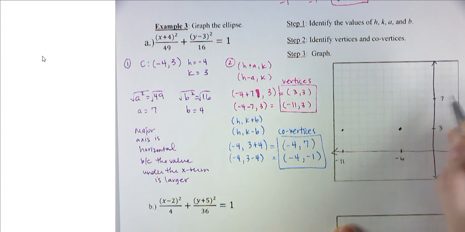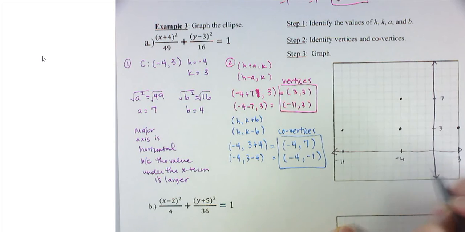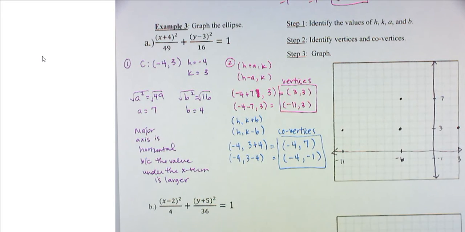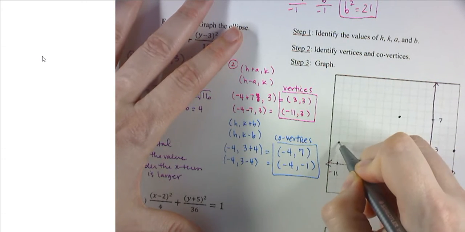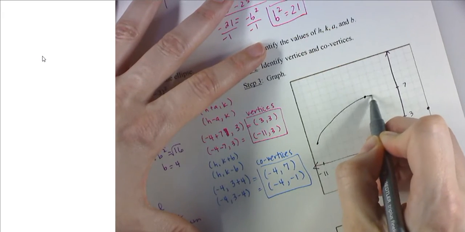All right, now when you're connecting these, you do want to connect them with a curve. So usually I'll try to do them in 4 parts. So I'll do the first part, the second curve, the third curve. You'll see it looks like a nice little football there. And that is my ellipse.